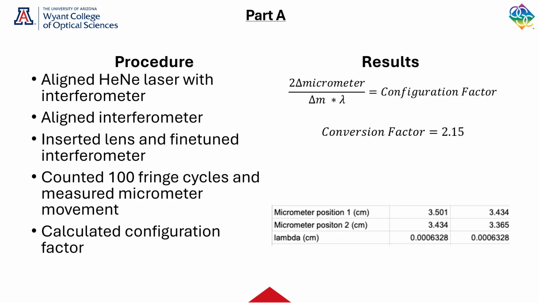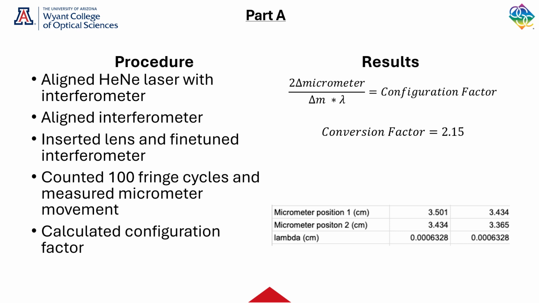So beginning with part A, we aligned the HeNe laser with the interferometer just to make sure that it was hitting the center of the mirrors. Next, we aligned the interferometer. We were able to do this so that we could see the spot on a card coming out of the interferometer, and it was blinking and kind of hazy, and we could actually see some of the interference patterns on the card. We next added a lens. This allowed us to fine tune because now we're able to see an actual spot. You'll see more of that in the next slide.